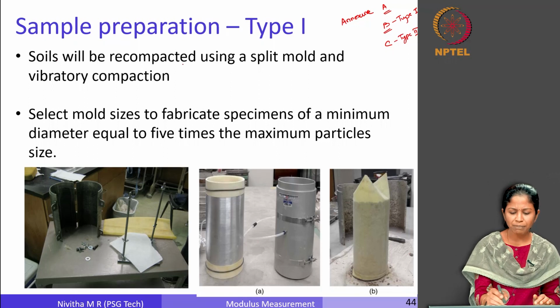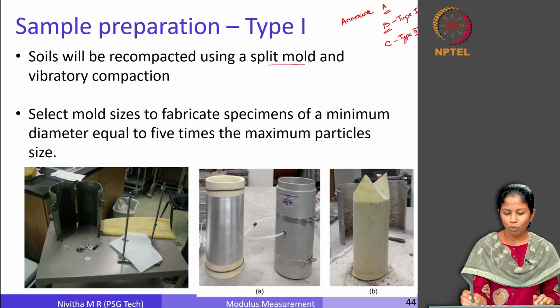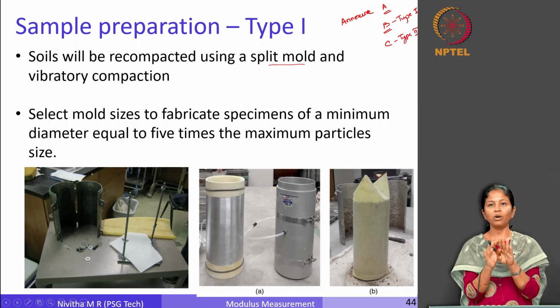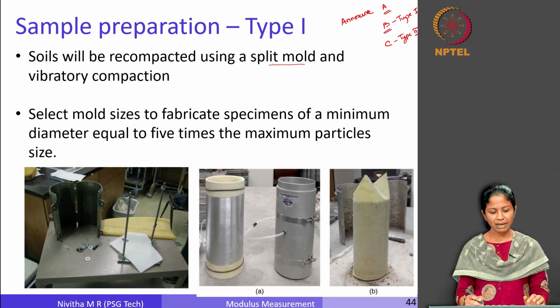Now this soil will be compacted using a split mold. So what is a split mold? Something like this. It is a usual mold which you can split into two for the ease of placing or removal of the sample.